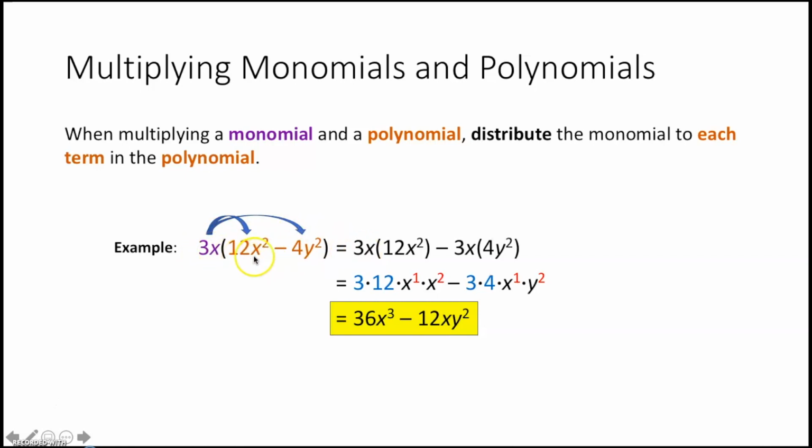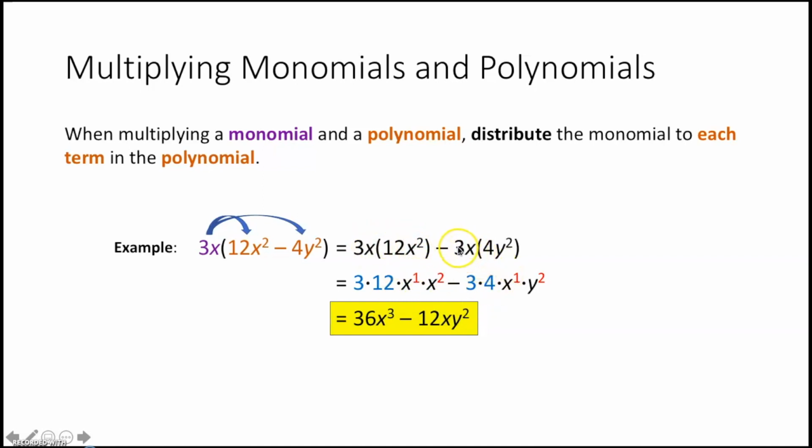So 3x times the quantity 12x squared minus 4y squared, we multiply the 3x to the 12x squared and the 3x to the 4y squared. You then multiply, just like we were doing, the coefficients out front, and then when multiplying like bases, you can add the exponents together. So this is how that works.